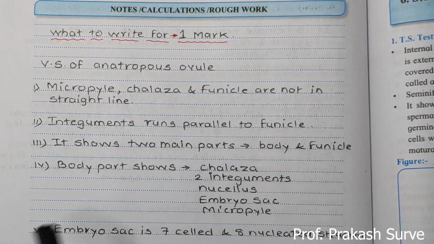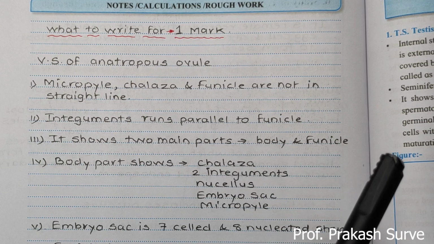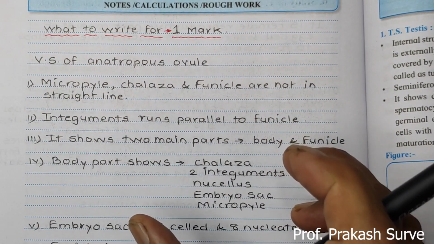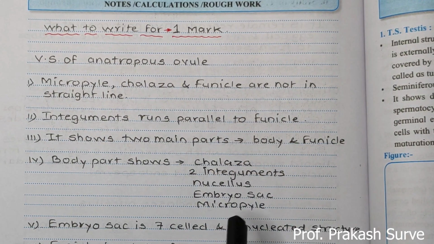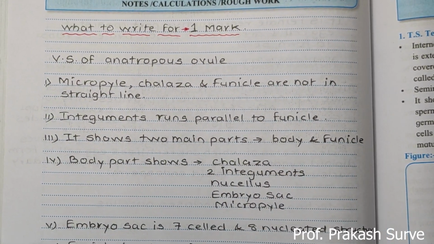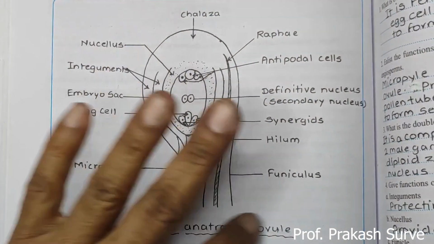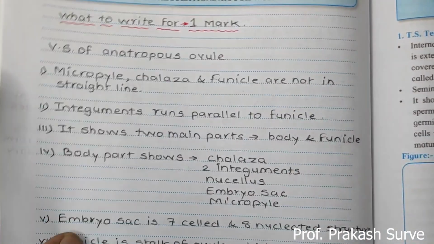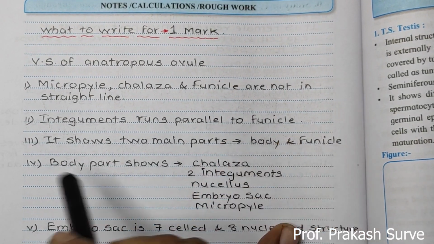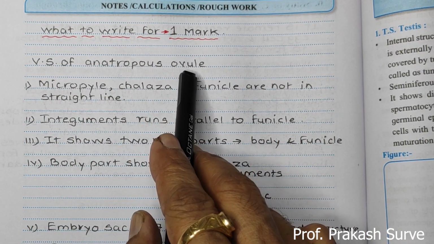On that particular spot, either one permanent slide will be there under the microscope, or one laminated photograph of this ovule will be there. The ovule will be there without the label, so you have to identify it, as I just said. Suppose this ovule is there, what will we write here? We'll write the VS of Anatropous ovule.